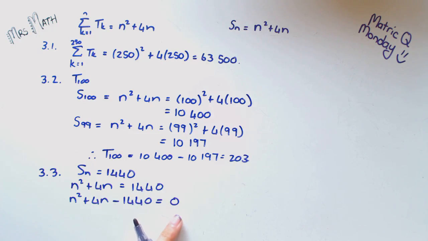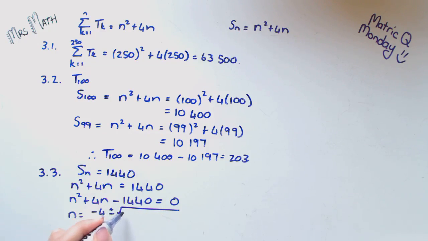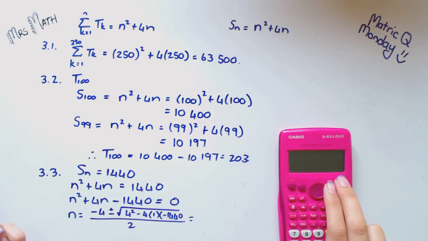And then you can either factorize this or just use the quadratic formula. I think to go and list all of the factors of this is going to take some time. So I'd rather just use the quadratic formula, minus b plus or minus the square root of b squared minus 4ac, over 2a, with c as minus 1,440. A is 1, so 2a is 2. And just put that in my calculator.